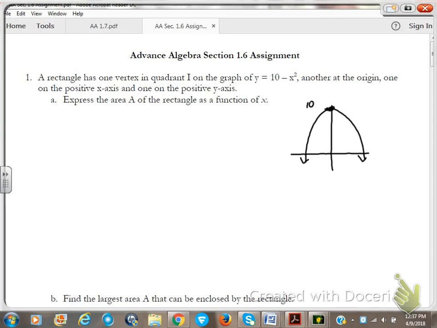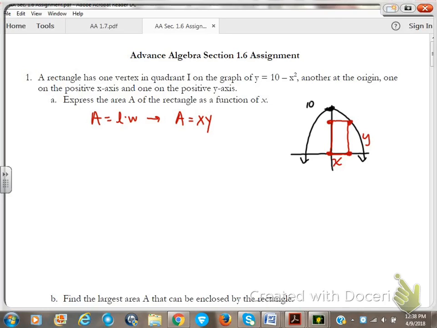Now, it's saying that we're dealing specifically with a rectangle in quadrant 1. So just in quadrant 1, a point on the graph, a point on the positive y-axis, a point on the positive x-axis, and a point at the origin. Okay, so here's our rectangle here. And since it's just in quadrant 1, we can call the width x and the length y. So normally, where we write area equals length times width for the area of a rectangle, we're going to say that A equals x times y.